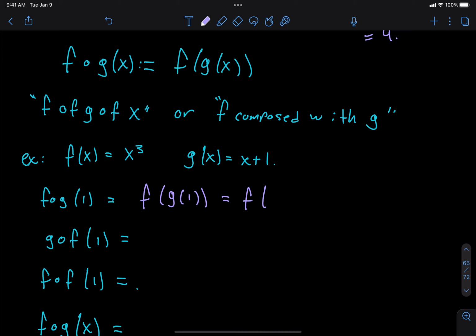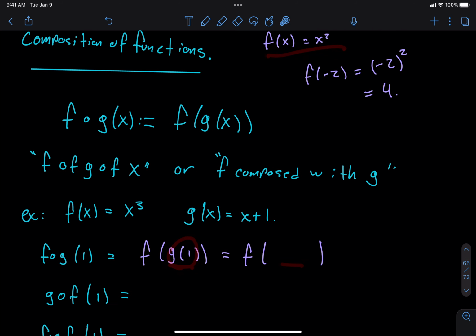I'm going to do f of, and then what I'm going to write inside of here is whatever g of 1 is. So the way I get g of 1 is by using this procedure that we just did, right? I'm going to take a 1 and I'm going to replace it right here. So what would I get? f of 1 plus 1, right? Which I can simplify to f of 2.